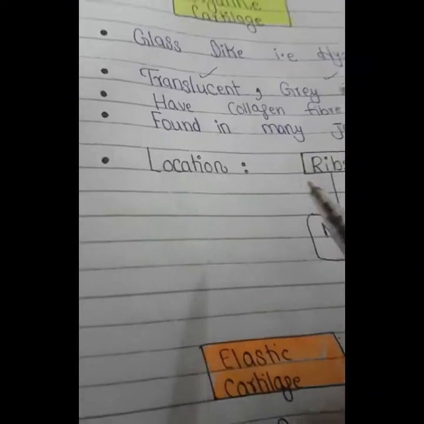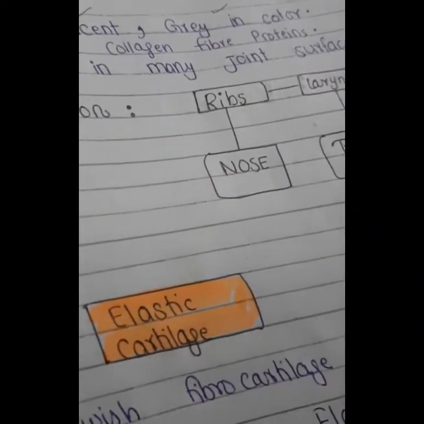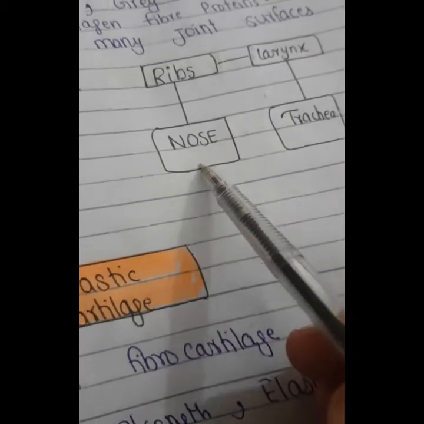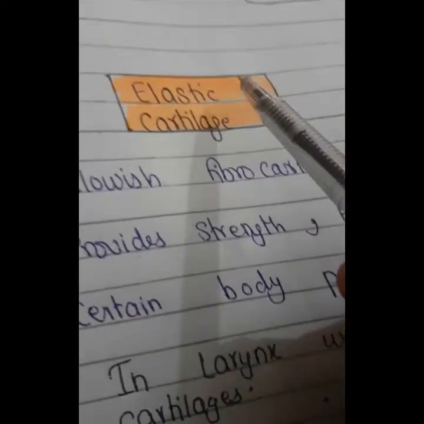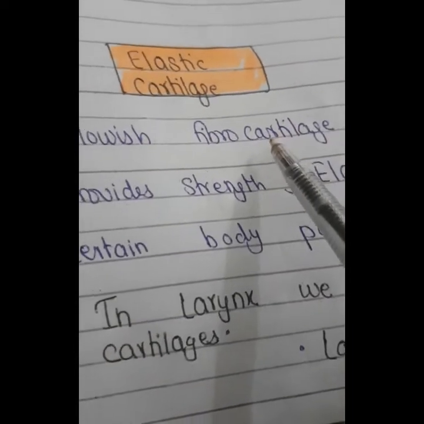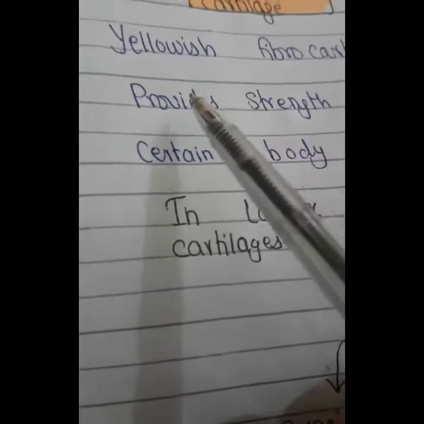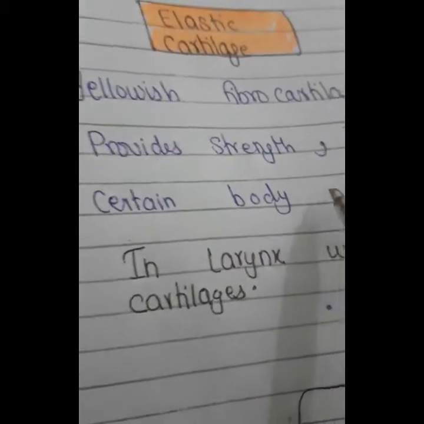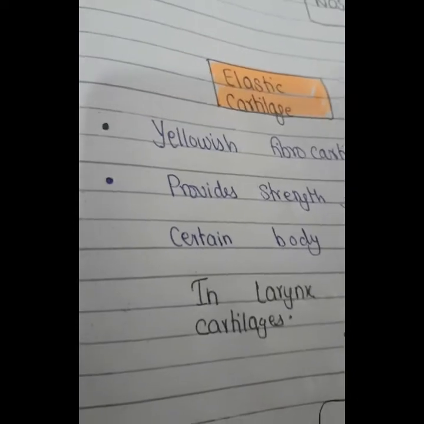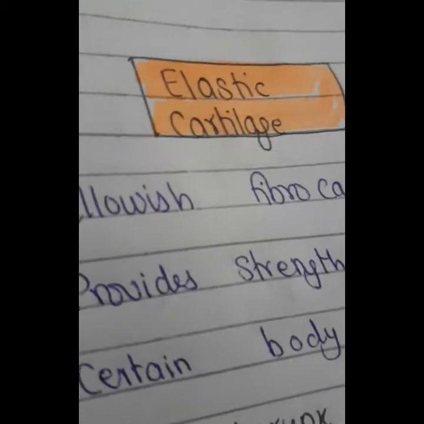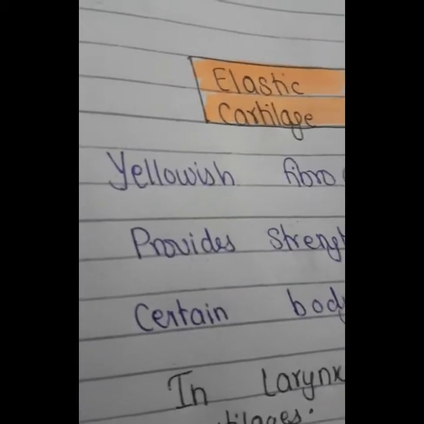And location, where is hyaline cartilage found? It is found in the ribs, larynx, nose, and trachea. Now come to the second part, that is elastic cartilage. Elastic cartilage is yellowish in color, a yellowish fiber cartilage, and it gives strength and elasticity to certain body parts. Generally, all cartilages provide strength and elasticity to various body parts at different spots in the body.